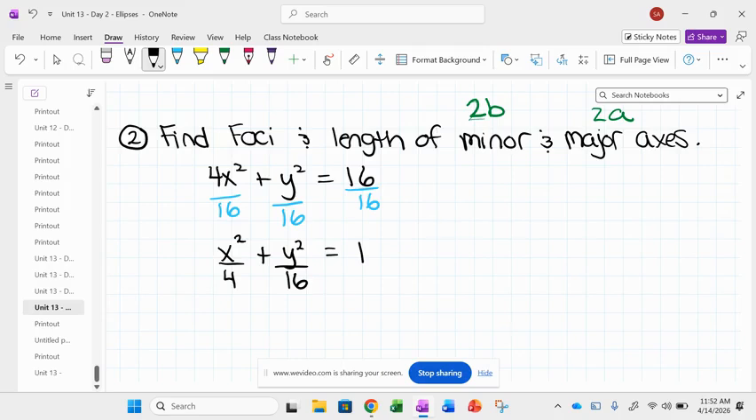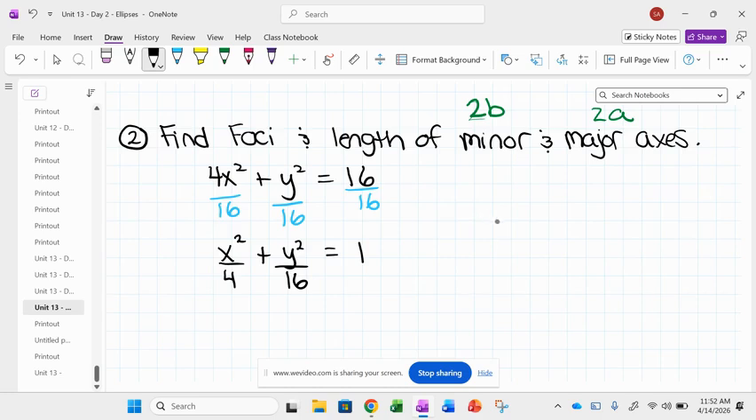Excellent. It's an ellipse because A and B are different. So now next question for you. Is this a vertical ellipse or a horizontal ellipse? How do you know? Excellent. The larger number is under y, which means it is a vertical ellipse.